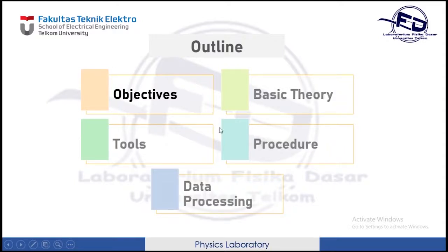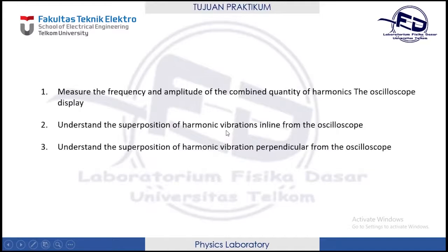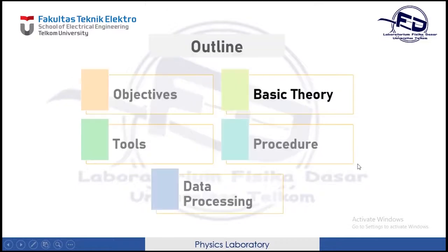First is objective. The objectives in this module are: 1. Measure the frequency and amplitude of the combined quantity of harmonic vibration that the oscilloscope displays. 2. Understand the superposition of harmonic vibration in line from the oscilloscope. 3. Understand the superposition of harmonic vibration perpendicular from the oscilloscope.